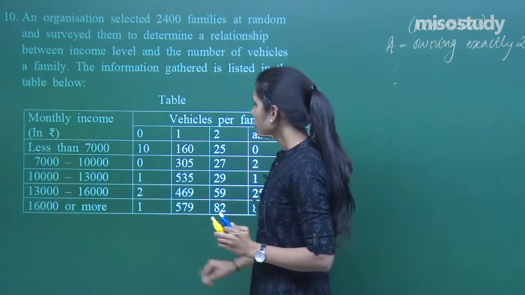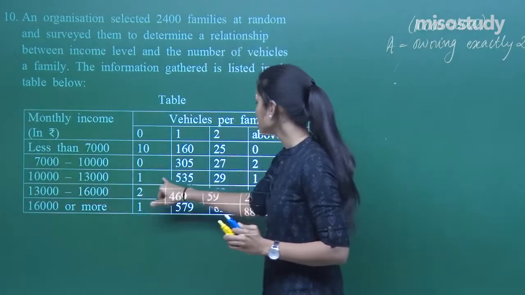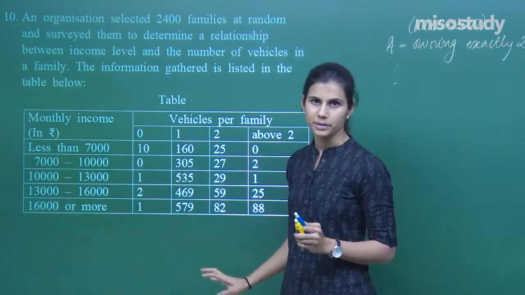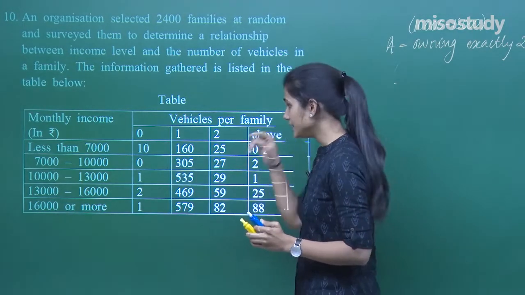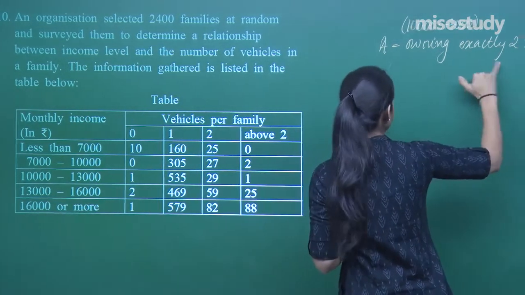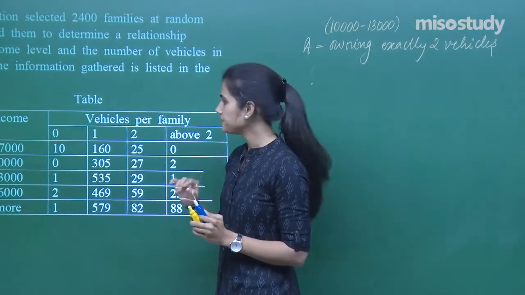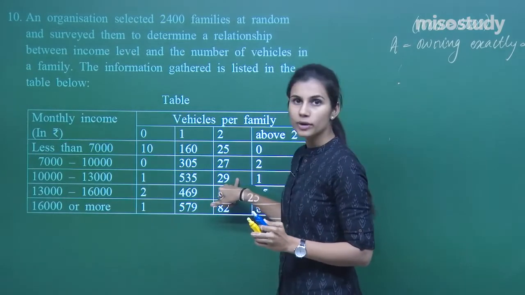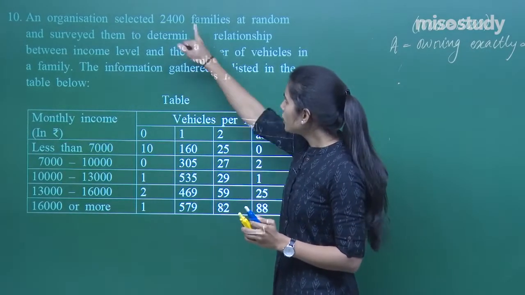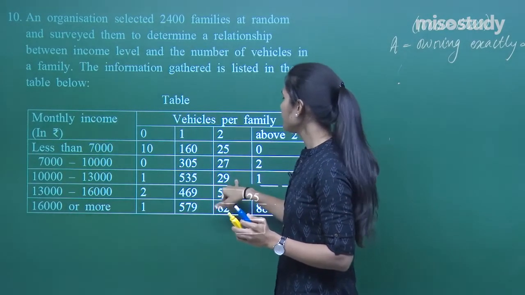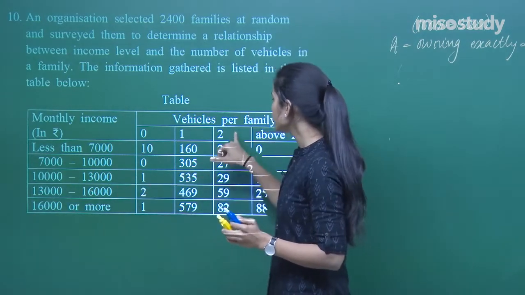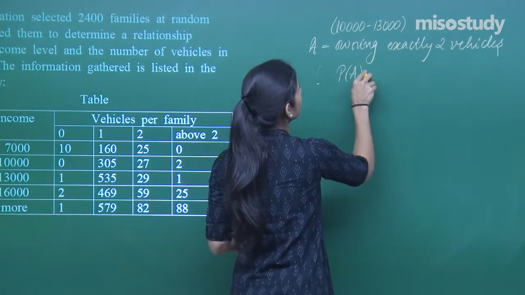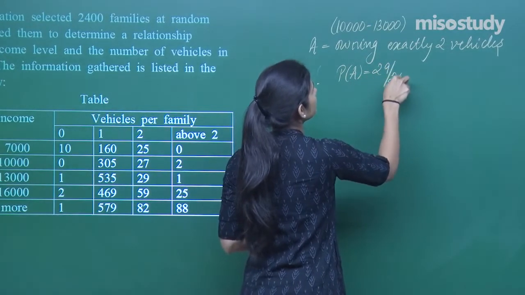So, out of 2400 families, falling in this range is 1 family, 535 plus 1 plus 29 plus 1, these many families. Out of these many families, how many families are owning exactly 2 vehicles falling in this range? Exactly 2 vehicles are being owned by 29 families. So, out of 2400 families, there are 29 families which are earning income in this range and owning exactly 2 vehicles. So, probability of event A would be 29 upon 2400.